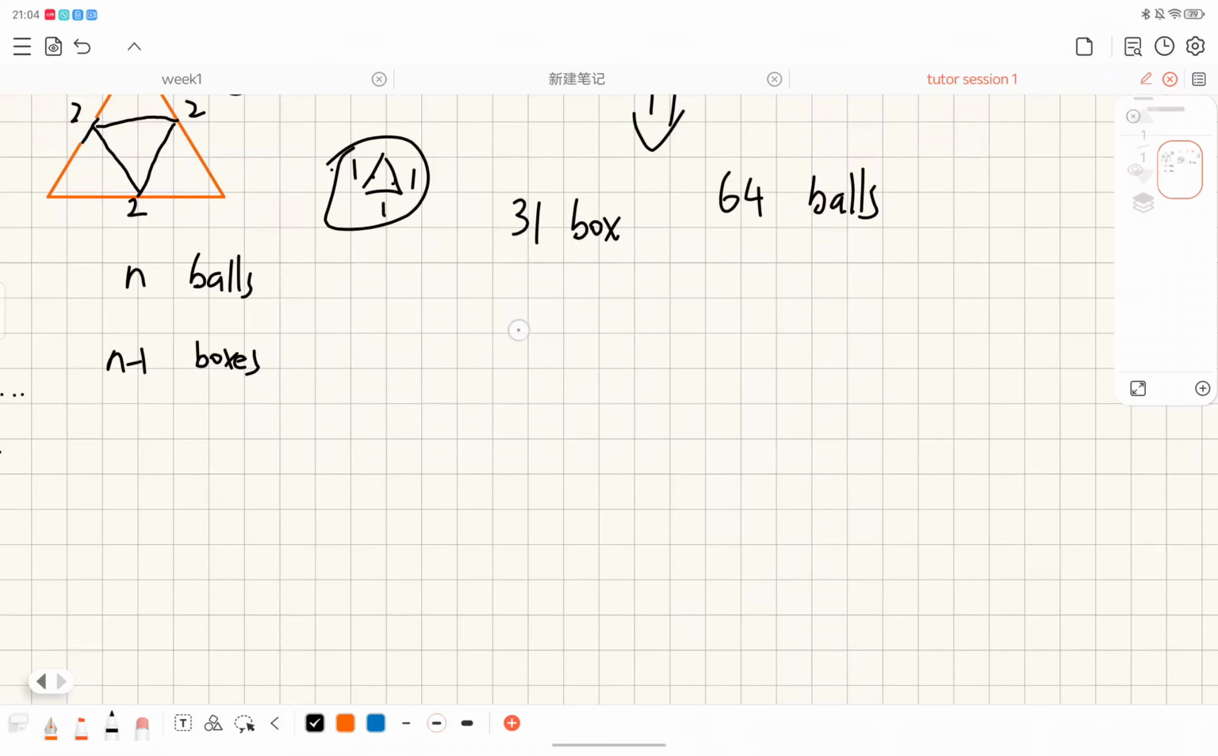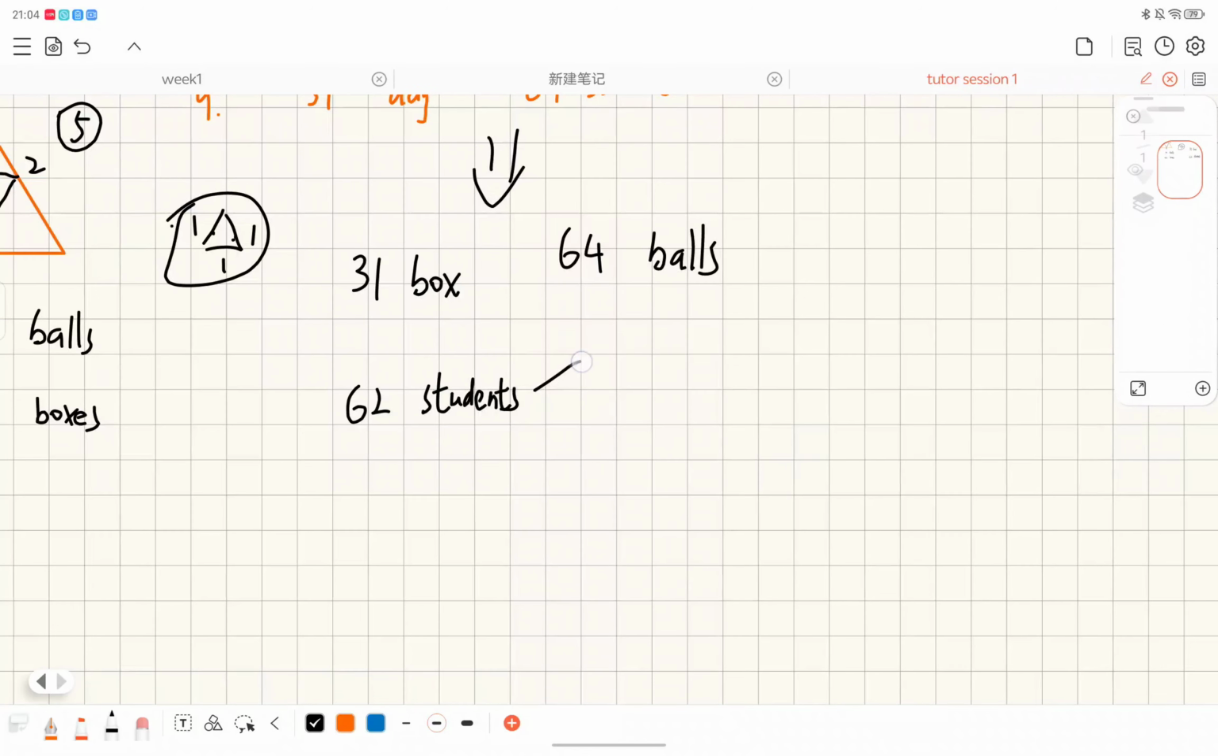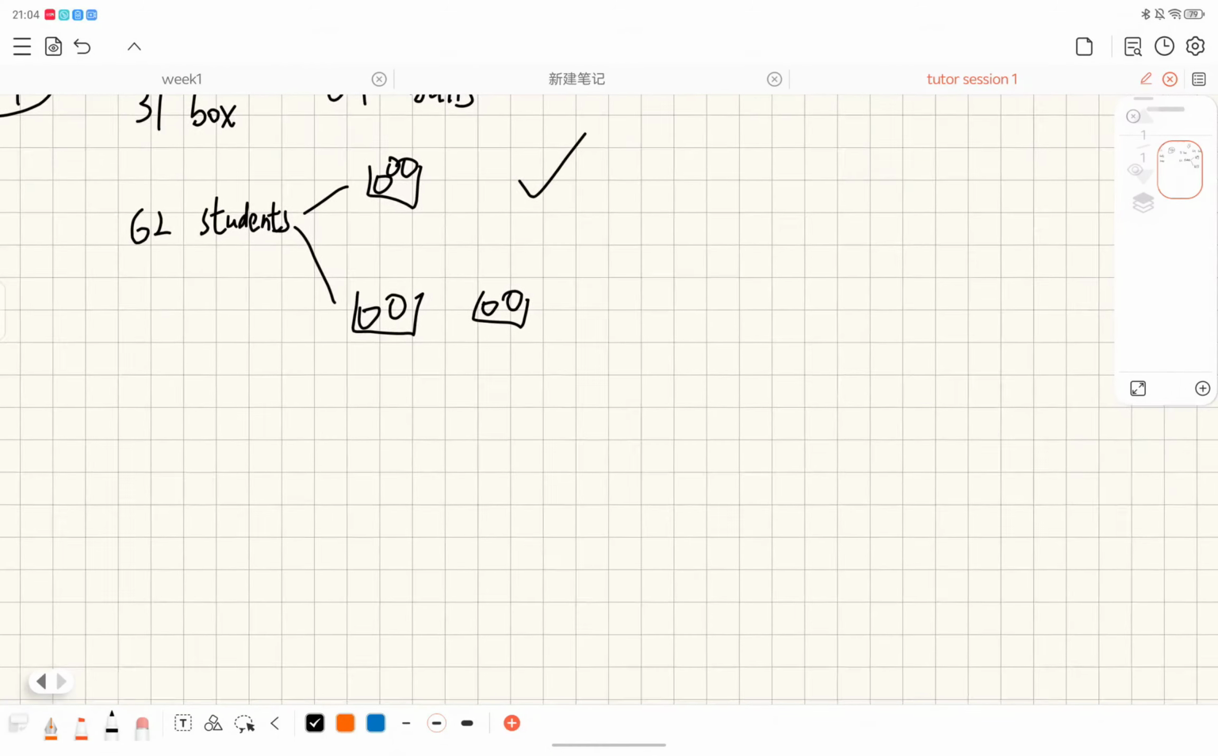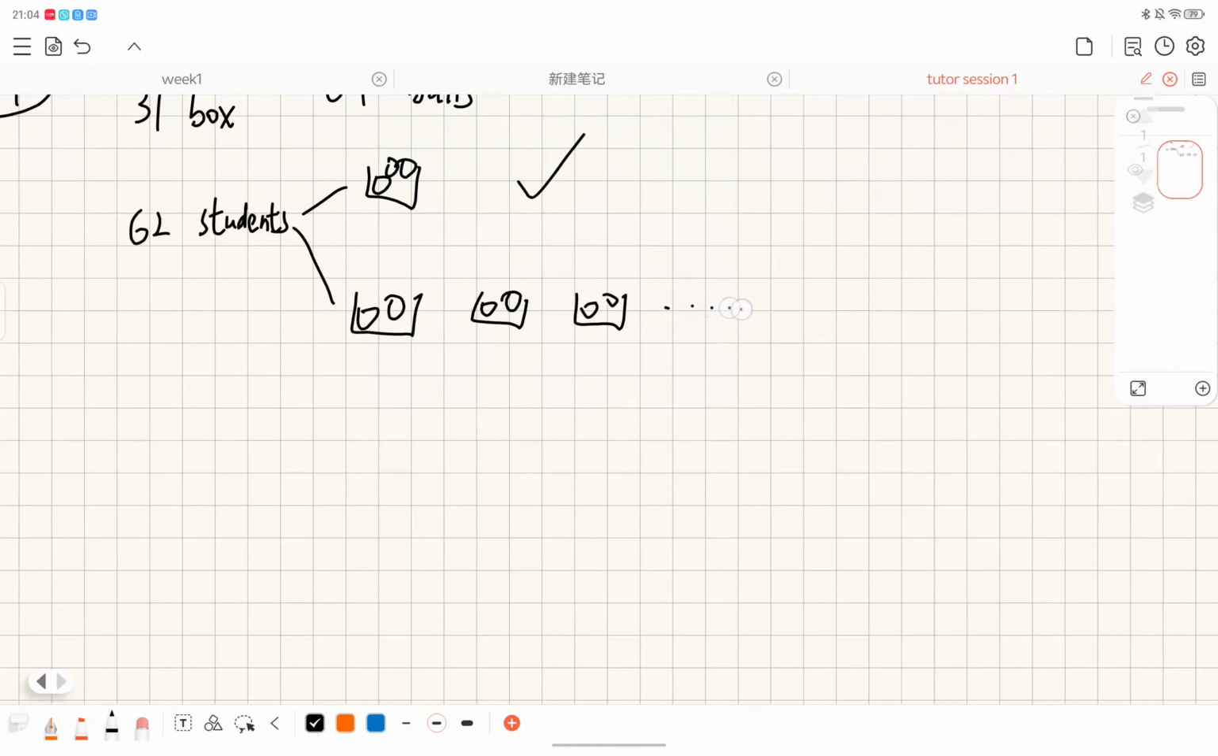Consider if we only have 62 students. What happens here? There are 2 situations. Firstly, there is already some box with at least 3 balls. We don't care about this case, right? Because even though we add 2 more students here, this will not change this result. So this is already done. Another situation is that all the boxes only contain 2 balls, because we have 31 boxes and 62 balls here, something like this.